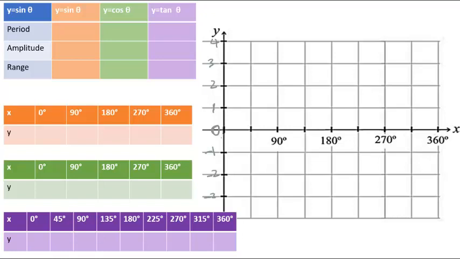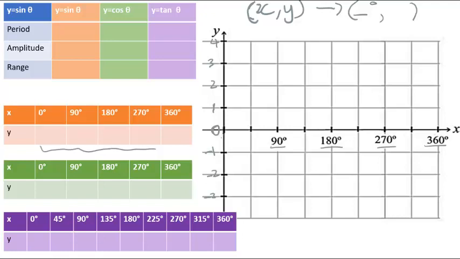So let's get started. In order for you to plot anything on a Cartesian plane, you need an x and a y value. In this instance, your x value is going to be something degrees, which you're going to read from the Cartesian. And your y value is going to be the answer to the equation, which you're going to get from the tables on the left. So let's start with our first one, which is going to be the sine of theta.